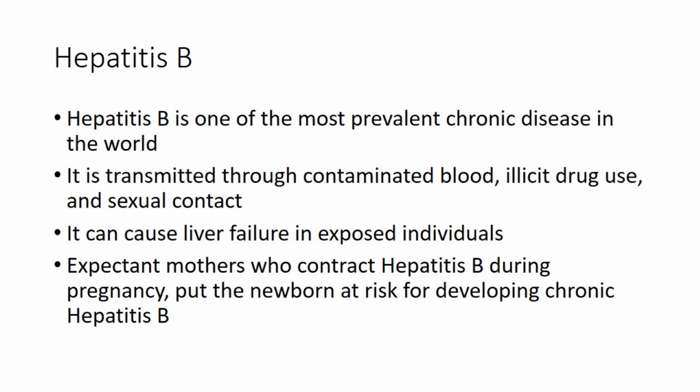Hepatitis B is one of the most prevalent chronic diseases in the world. It's transmitted through contaminated blood, illicit drug use, and sexual contact. It can cause liver failure in exposed individuals. Expectant mothers who contract hepatitis B during pregnancy put the newborn at risk for developing chronic hepatitis B.